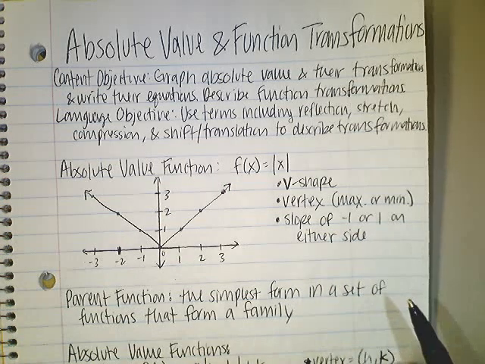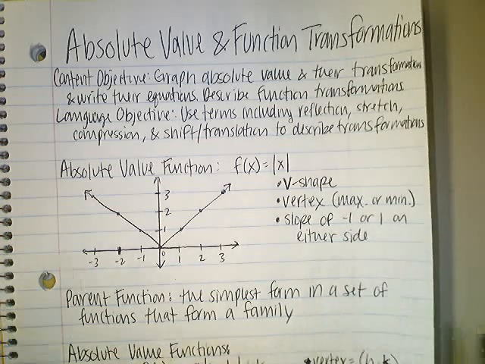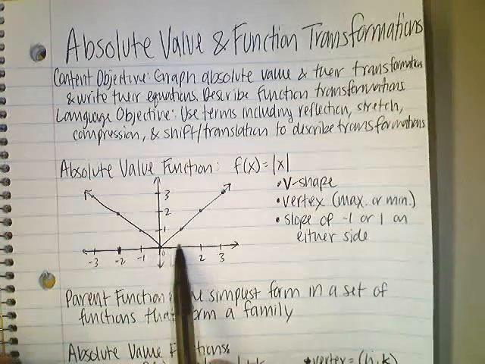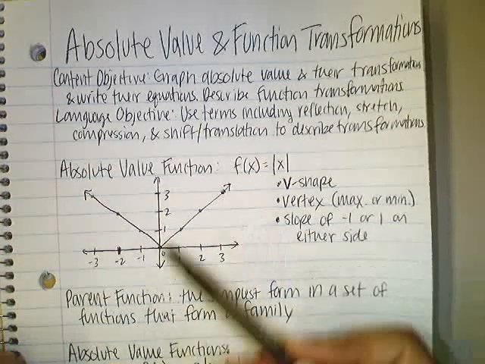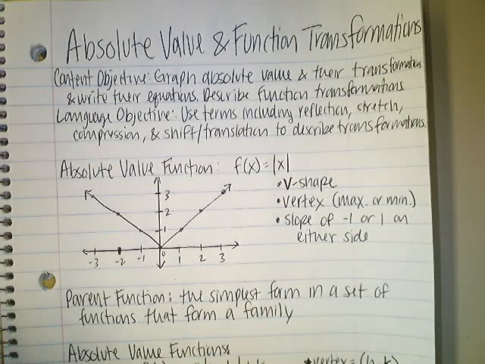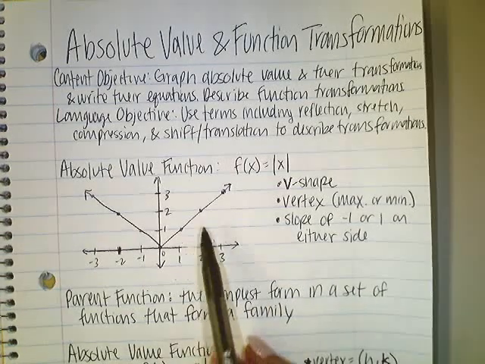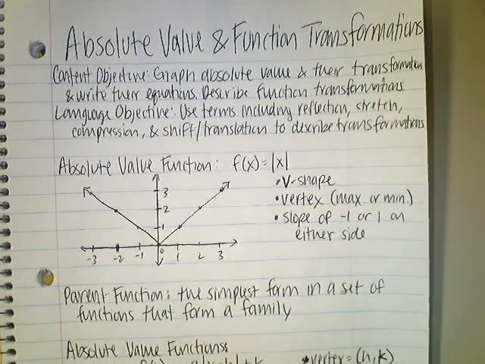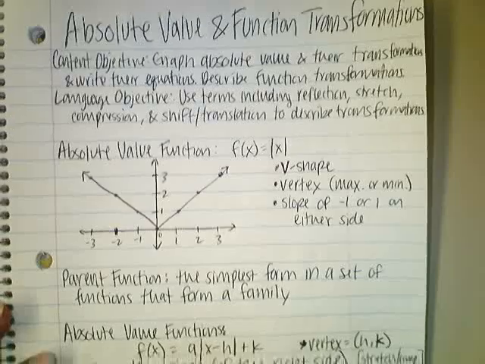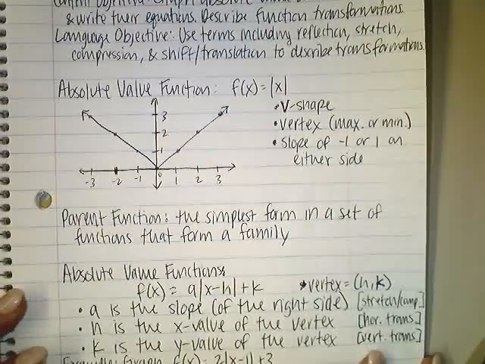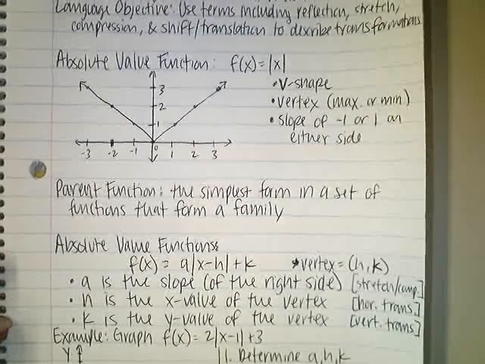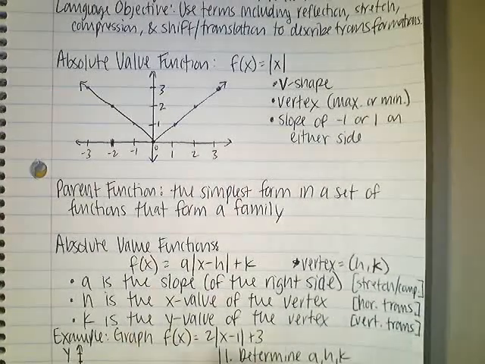We can make changes to this where we make it skinnier or wider, or we move it from this point so the vertex is now somewhere else. We can flip it over so it is now opening down. There's a lot of ways we can change this absolute value function, but the most basic version is what's called the parent function. But what we're going to focus on today is not just the parent function, but the absolute value function and its transformations.